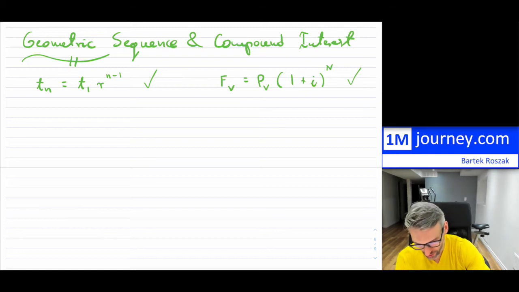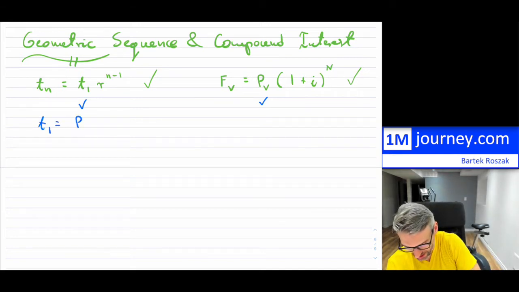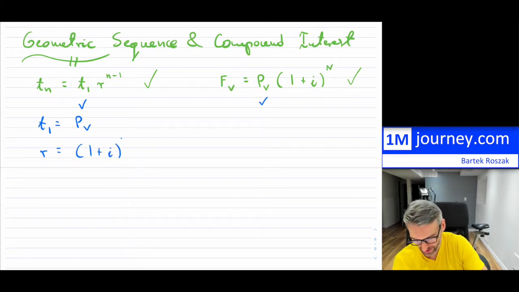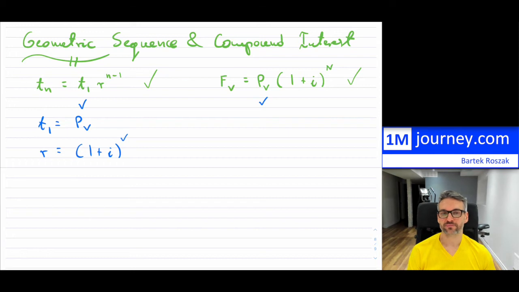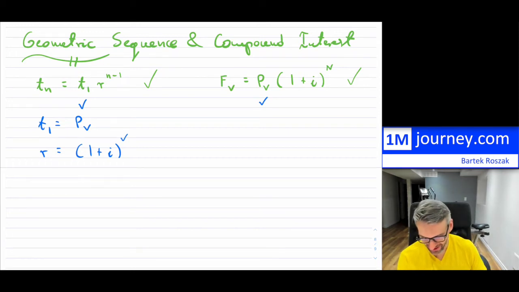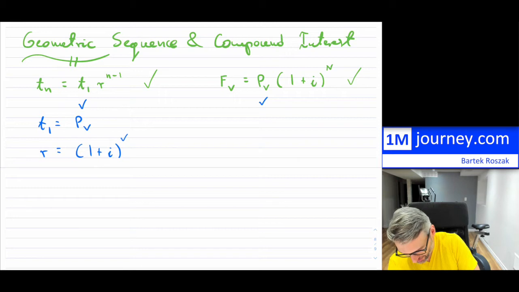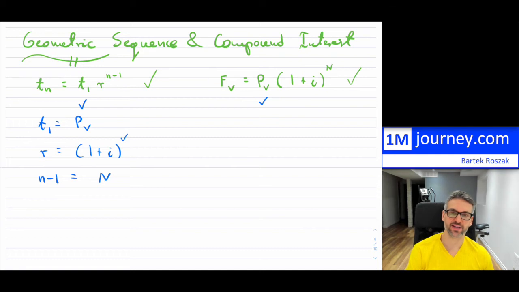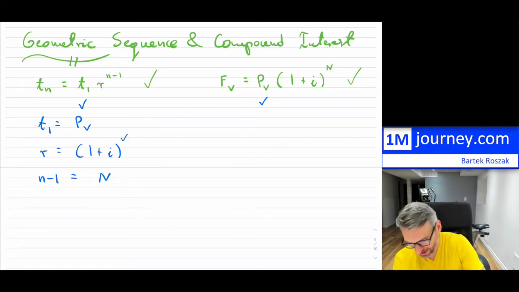And what I want to show you here is that term number 1 is your present value. So that's your P. That's going to be your term number 1, the present value, which you start with. Your R, the ratio between the terms, is going to be just 1 plus i. And notice that this N minus 1 is really going to be just equal to N. And you'll see why the minus 1, because we start with term number 1 being the present value.